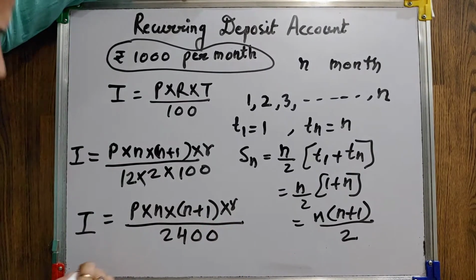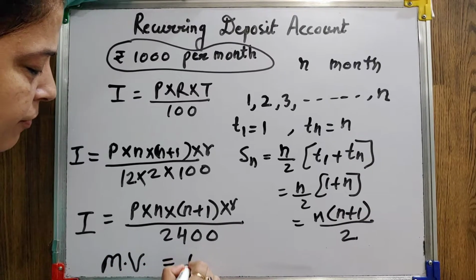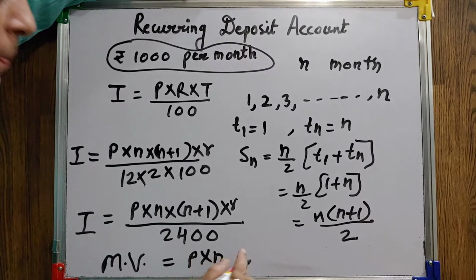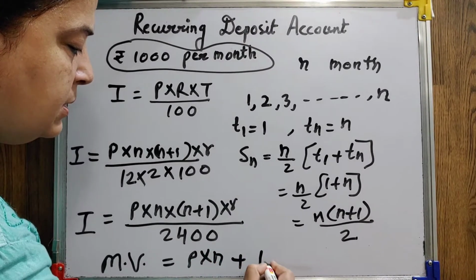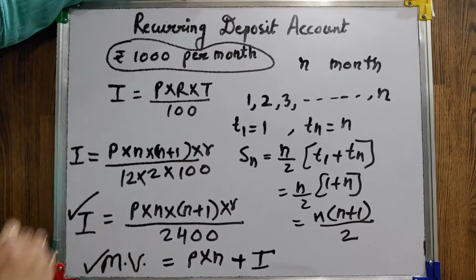Directly you can write. Now at the time of maturity, your maturity value will be P into n, the total amount deposited by you, plus interest. So you have to concentrate on these two formulas.